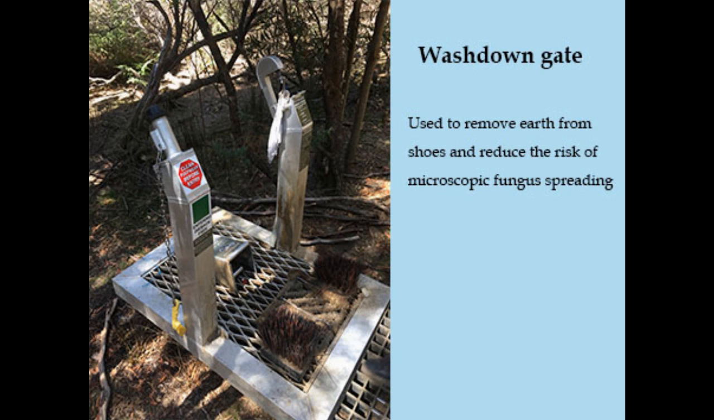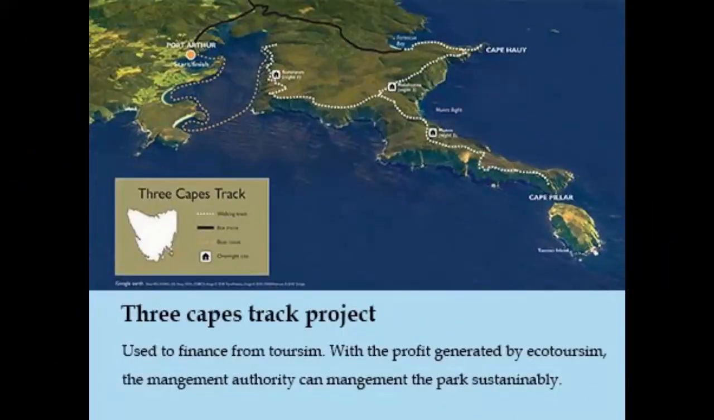In terms of construction, all land use must be approved by the director in accordance with the management plan. The managing body has also initiated the Three Capes Track, which is used to finance the management of the park in the long run. Part of the project has been completed and come into use.